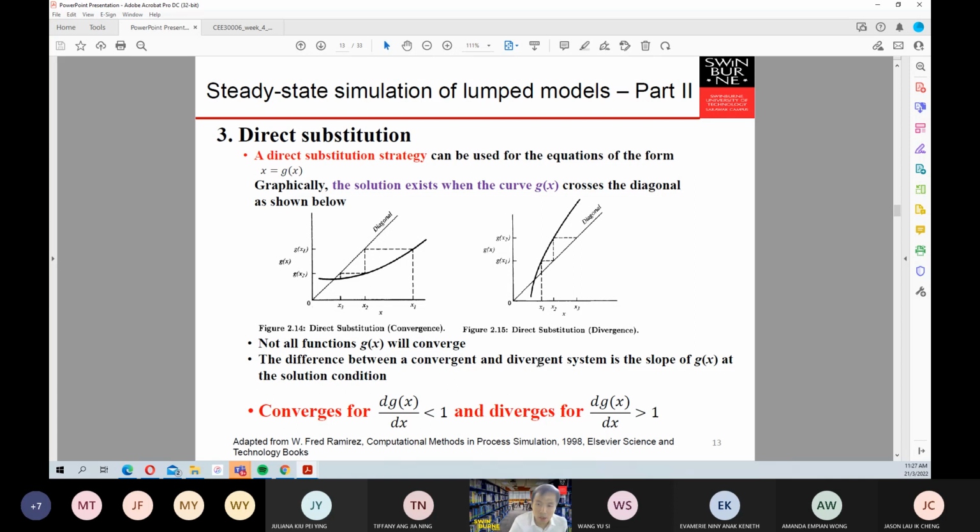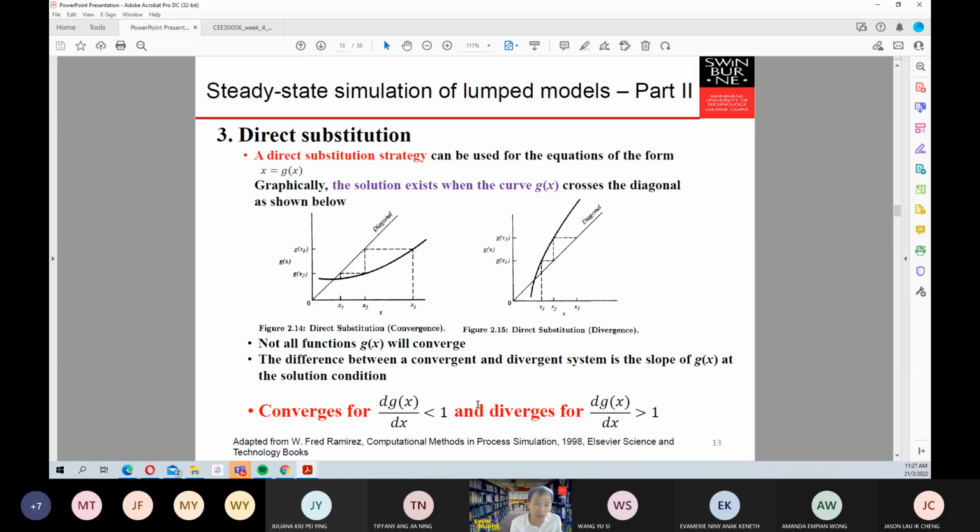Now the next method that we can use is direct substitution. The direct substitution strategy can be used for equations of the form x equals g(x). Graphically, the solution exists when the curve g(x) crosses the diagonal as shown below. So if you have this function, it will go through here, go here, go here, then it will converge. In another case of direct substitution, you will go up, go here, go there, and it is going to a value that will diverge.